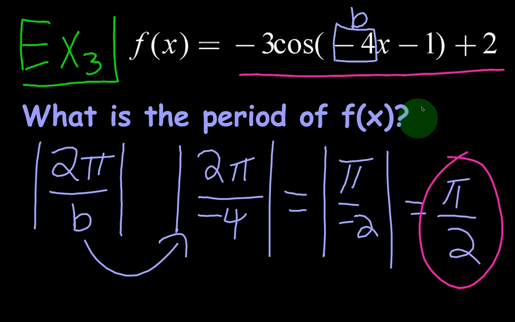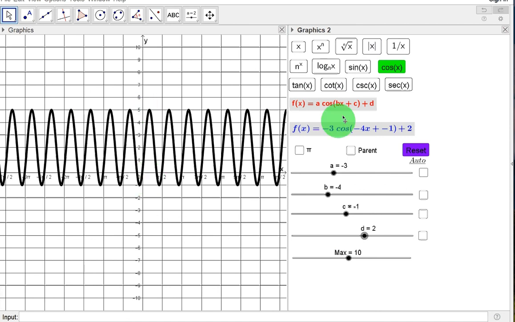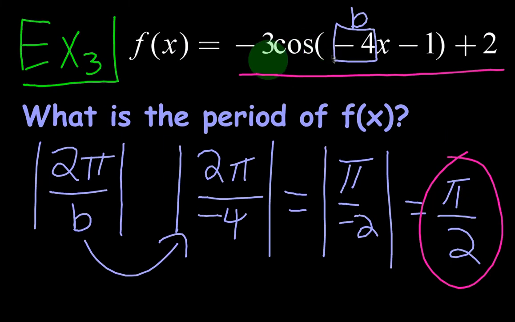Now, until we do the proof for this, I want to show you the graph to confirm this finding. All right, here is the graph of our function, negative 3 cosine of negative 4x minus 1 plus 2. Let's just focus on 0. You see where this wave is? It's kind of at the bottom of the wave, not quite at the bottom, at x equals 0. So if we go up and then down and then back up to that next part of the wave where it repeats, look how long it takes. It takes pi over 2 for the graph to repeat itself. So this confirms that the period of this function, regardless of all this stuff, is equal to pi over 2.